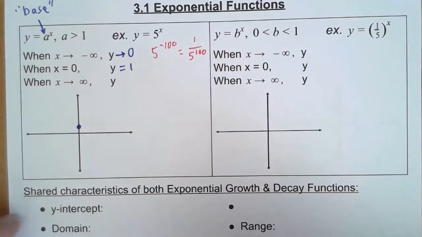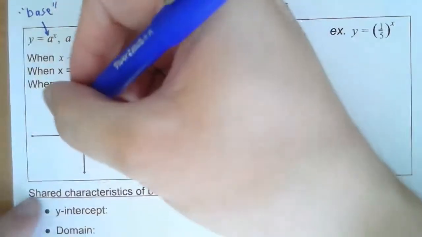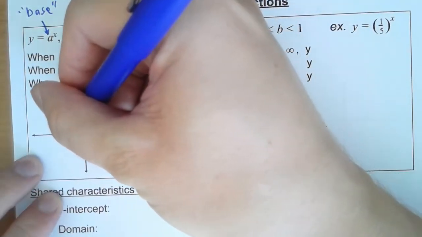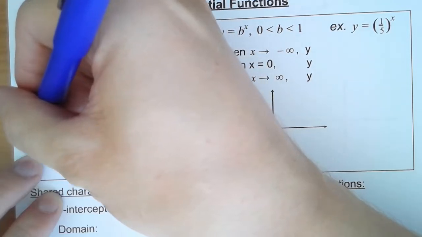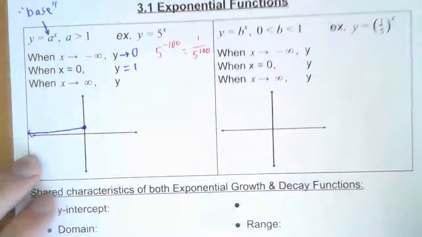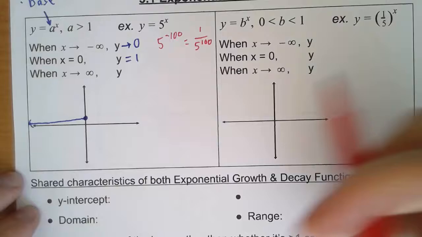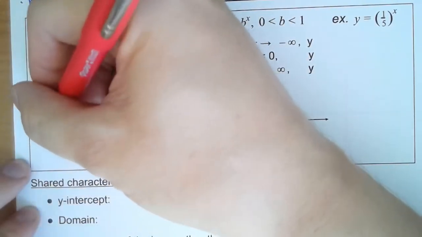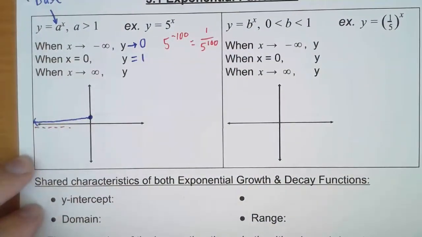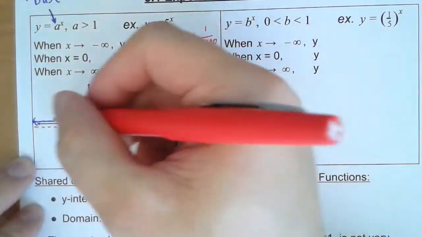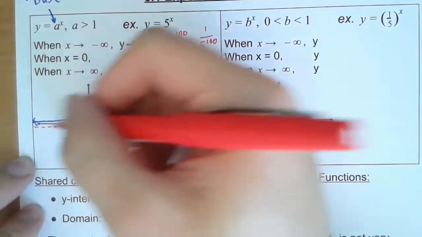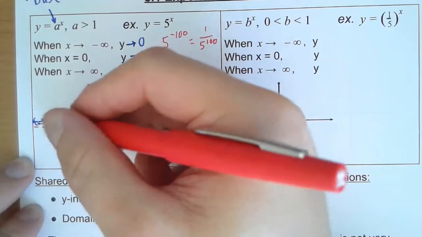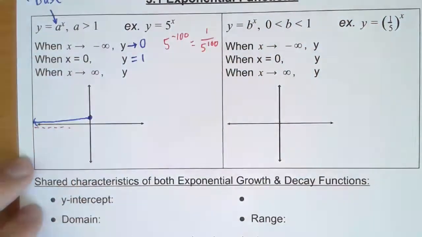Okay. Well, what does that sound like? Getting really, really close to something, but not quite reaching it. As we go here, we get closer and closer and closer to 0, but we don't quite reach it. Well, that's an asymptote, right? What we've got here is a horizontal asymptote. On the left side, it's going to approach y equals 0, the horizontal line y equals 0, but never quite reach it.